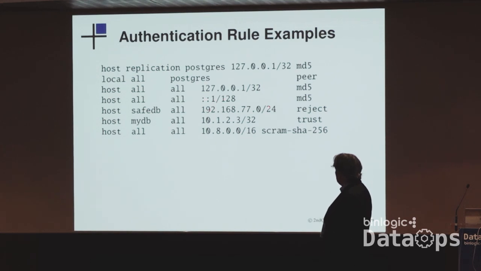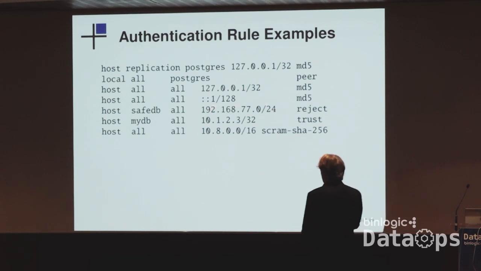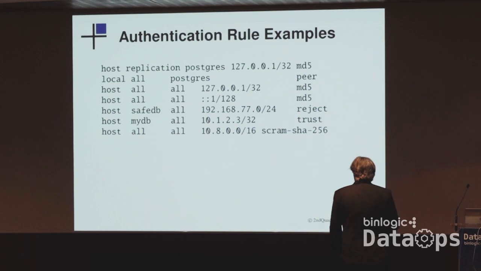This is now a range. Every connection to database SafeDB coming from whatever user in this range is rejected. So this is a blacklist stopping every connection to that database from that range. Maybe this is not a range that we trust, and this is a database that we want to keep safe. On the other hand, my database, when anybody tries to connect to my database, from this IP, we trust.